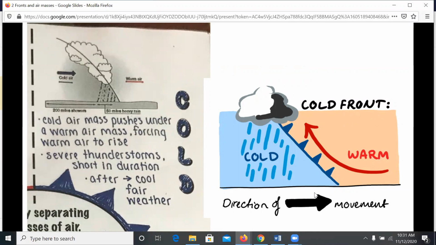Our cold front is generally considered not dangerous, but it causes those severe thunderstorms, so it's a little bit more intimidating than a warm front. Okay, we have two more.